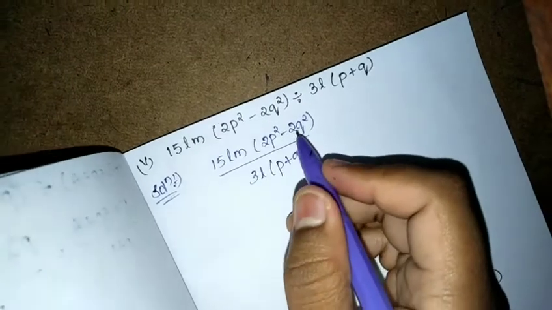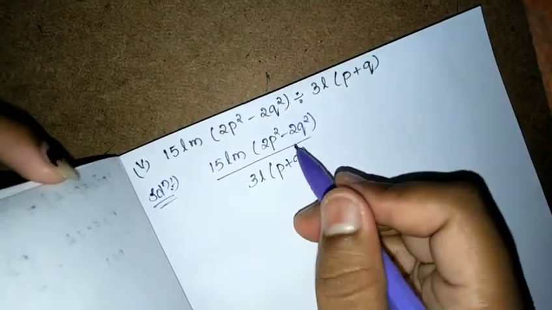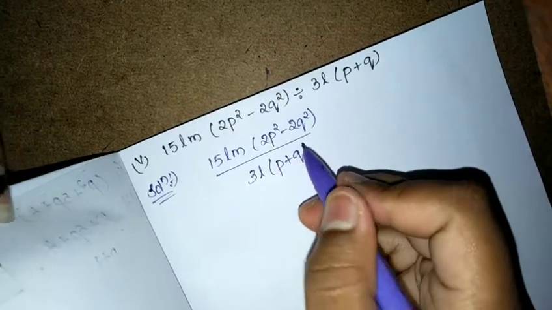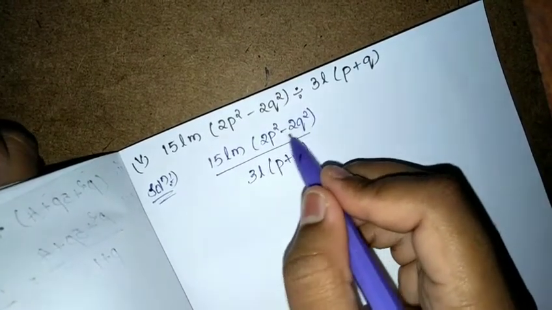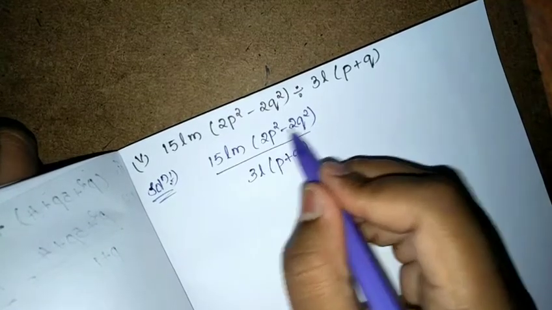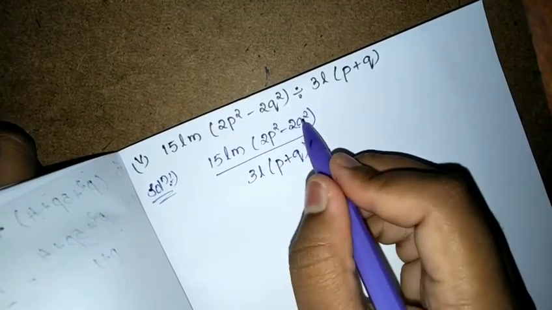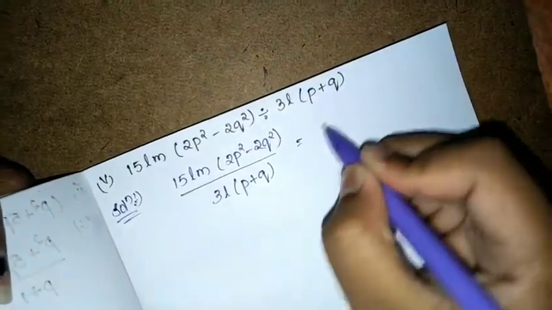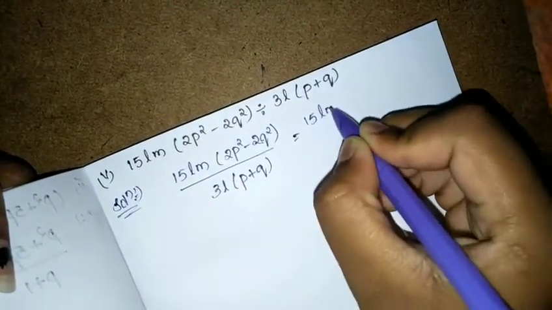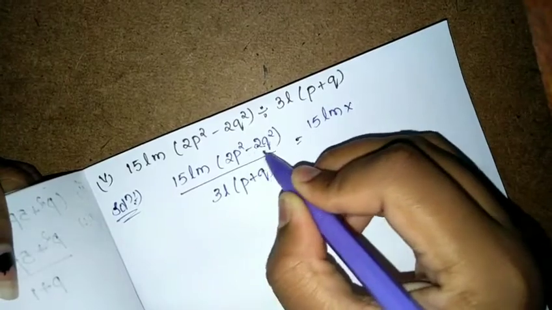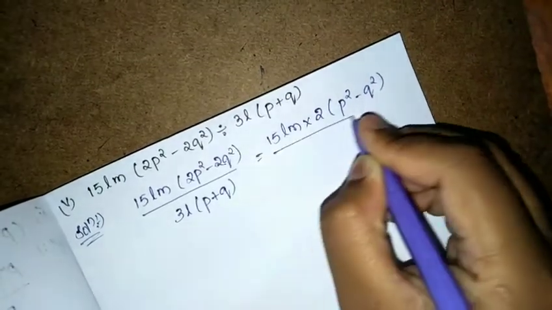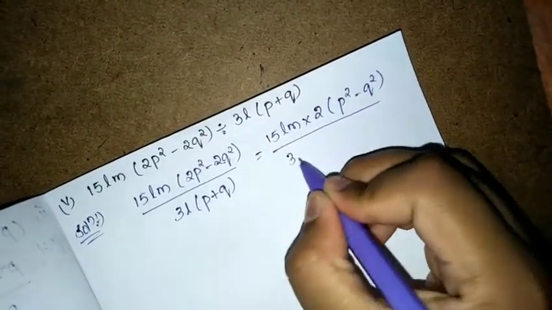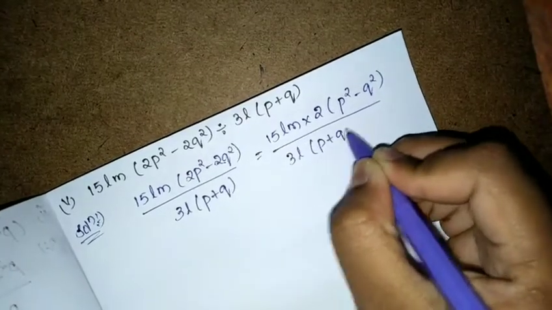So here we don't have an expression to factorize like previous problems, but it is in the form of 2p square minus 2q square. If we take 2 common from these two terms, then we get p square minus q square. See, 15lm into 2 common from these two terms, then we get p square minus q square divided by 3l into p plus q.